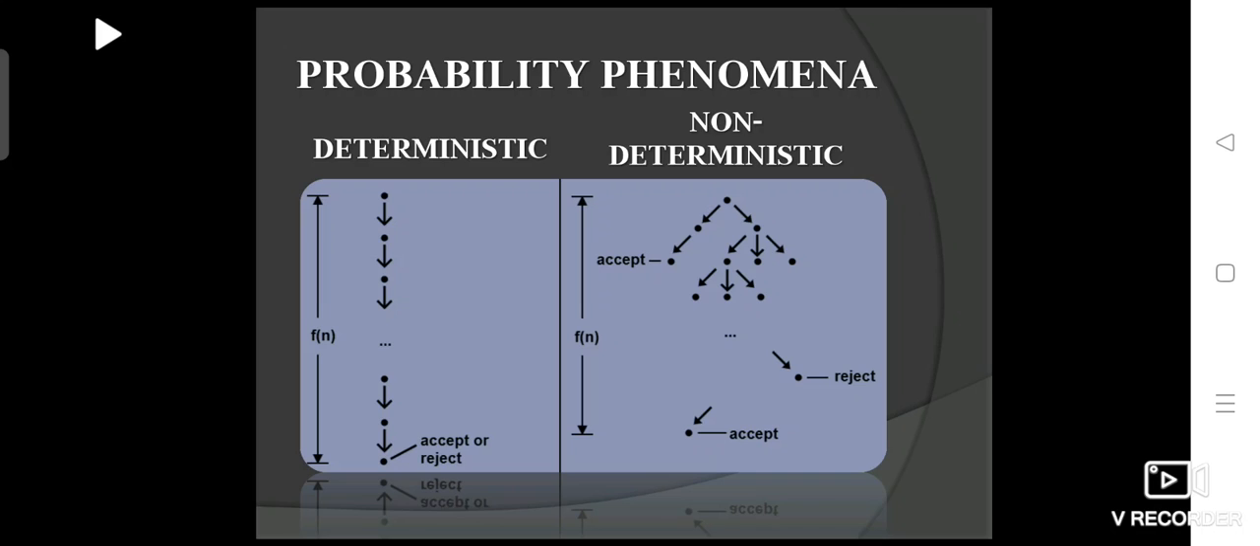non-deterministic means you are uncertain which type of outcome will occur. Now, uncertainty is basically called probability. So you reject or accept your result on the basis of information, and you don't know the exact model of your data. That is called non-deterministic phenomena of probability.